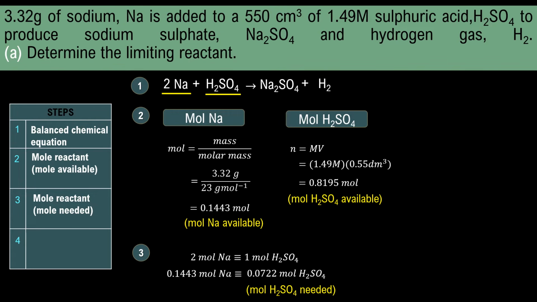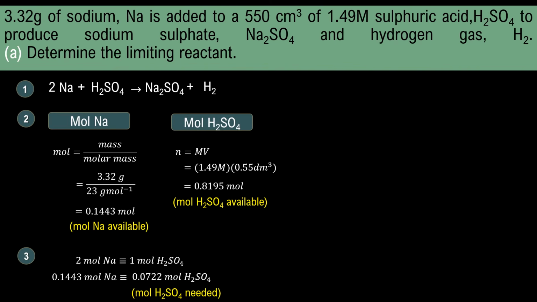The last step, kita akan determine limiting reactant and excess reactant. To determine limiting reactant and excess reactant in step 4, we will compare mole available with mole needed. Mole available dan mole needed ni mestilah untuk reactant yang sama. That means kalau mole available ni sodium, so mole needed pun mesti sodium. Kalau mole available H2SO4, mole needed mestilah H2SO4. So kita kena pandailah pilih mole yang ada dekat sini.